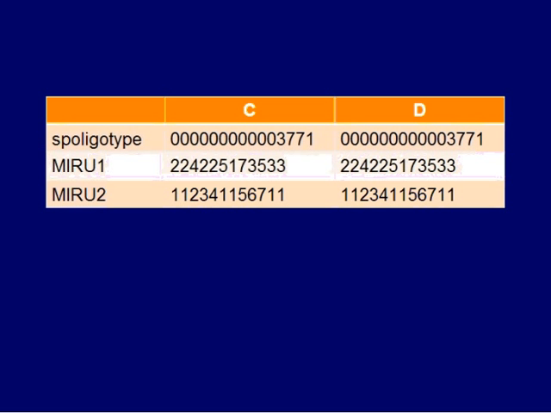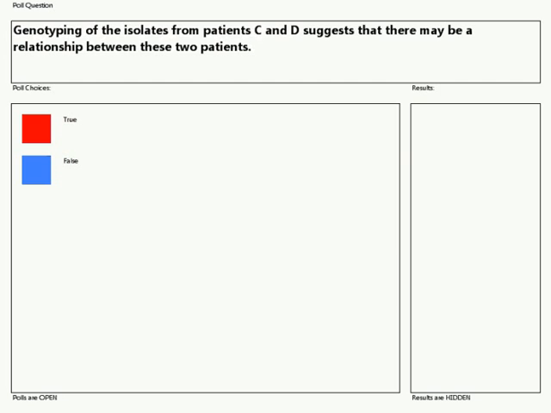A second example, let's look at these genotype results. Could there be a relationship between these two patients? And overwhelmingly, everybody thinks it's true. And yes, the results are the same, and there very well may be a relationship between these two patients.